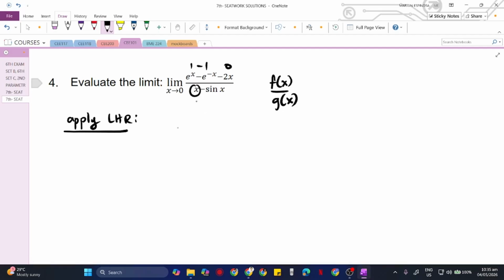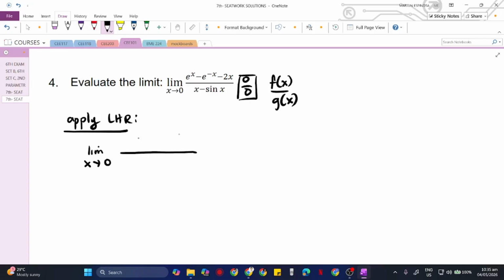The denominator, this one is 0, minus the sine of 0 is basically 0 also. Okay, 0 over 0, that is equivalent to 0. So we now have a 0 over 0, and that is an indeterminate form. Okay, so we can now apply L'Hopital's rule. Applying L'Hopital's rule, we have here a limit as x approaches 0.